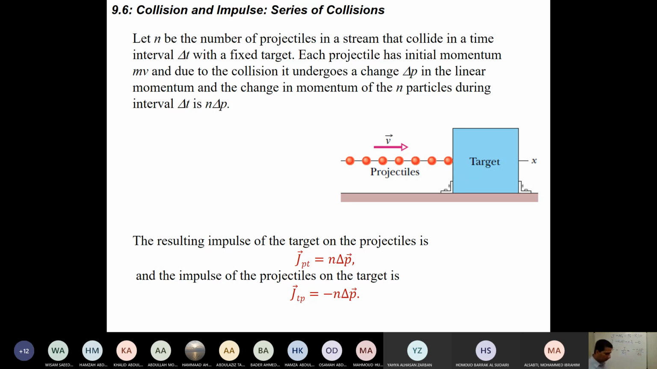Why did I put the negative sign? Just look at this slide. There are two objects. One is the projectile, another one is the target. The projectile is transferring the impulse to the target, and the target is transferring the impulse to the projectile. So if I'm saying the resulting impulse of the target on the projectile, I say n delta P. One is transferring on the positive side, another one on the negative side. J is a vector quantity, so for one it is going to be positive, and for another one it is going to be negative. That's why the negative sign has appeared here.